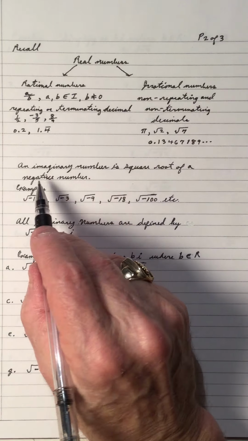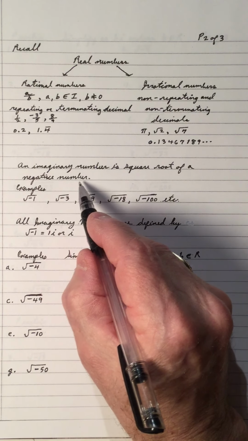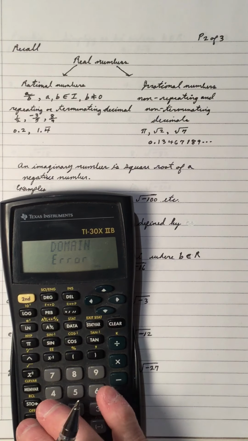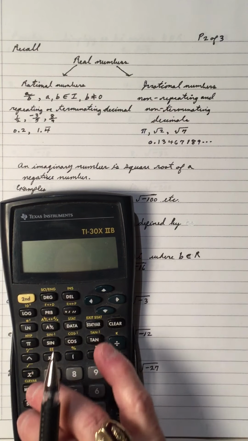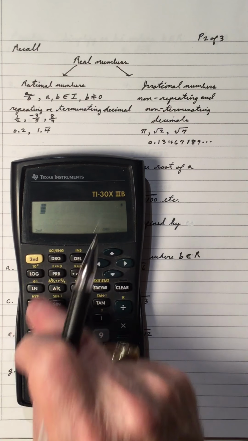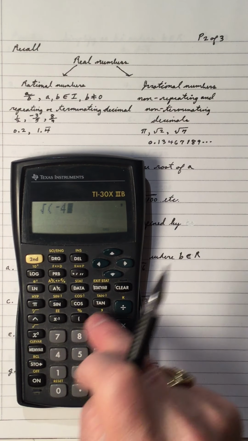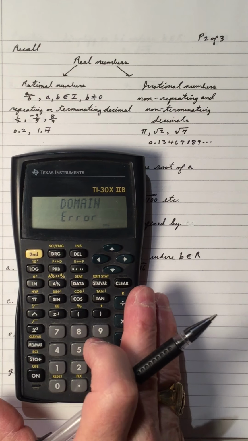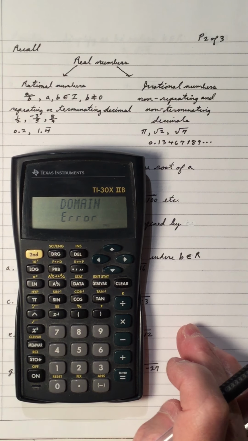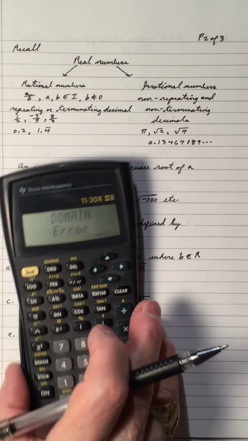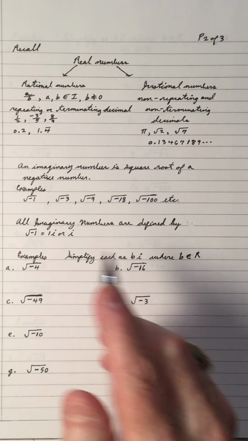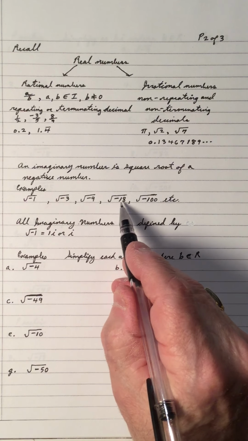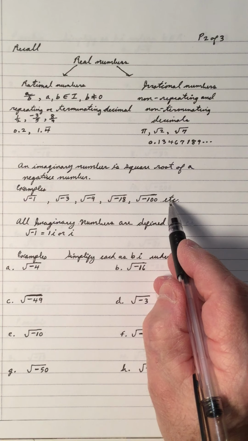So, an imaginary number is the square root of a negative number. And let me illustrate that. We'll turn on the calculator here. Let's do the square root of negative 4 on the calculator. And we have, notice, the square root of negative 4 is a domain error. We cannot do the square root of a negative number, as in the square root of negative 1, square root of negative 3, square root of negative 9, square root of negative 18, square root of negative 100, etc.